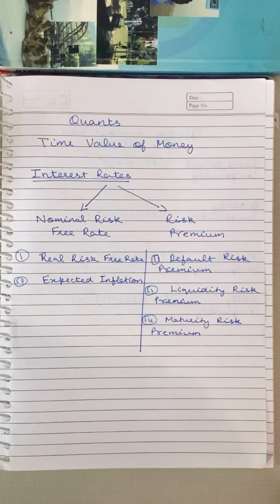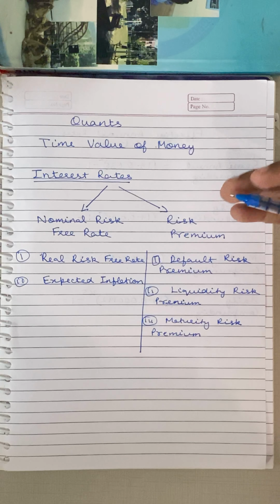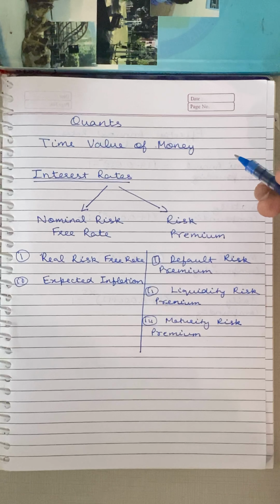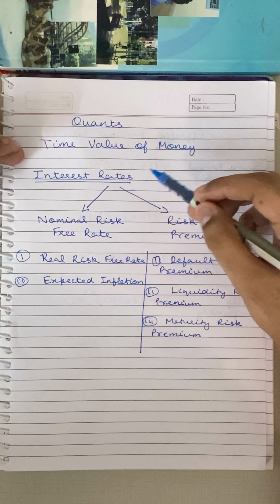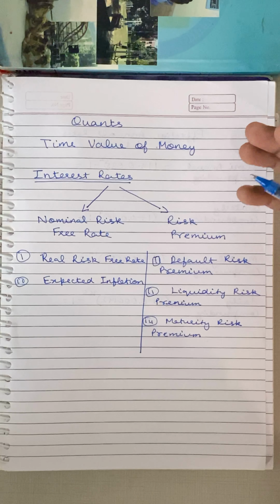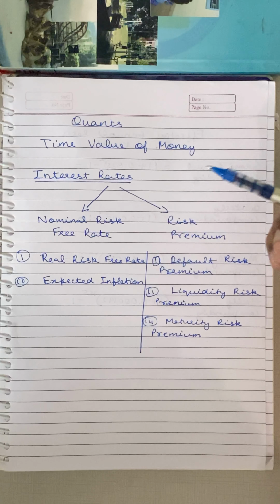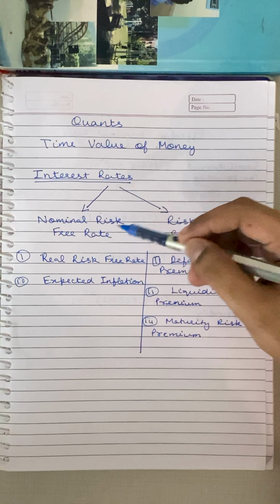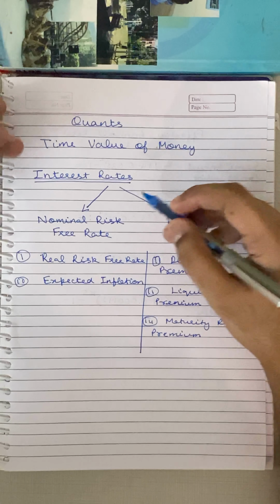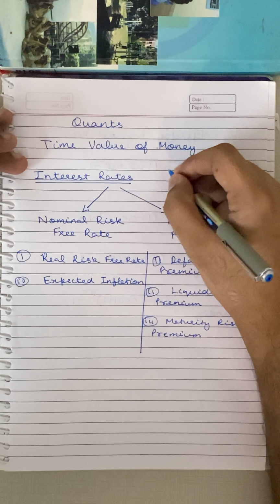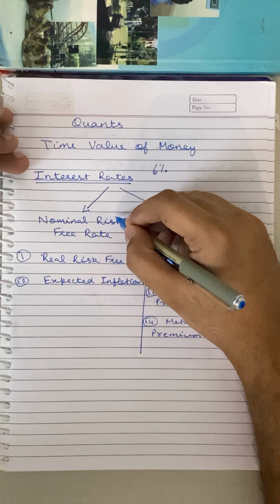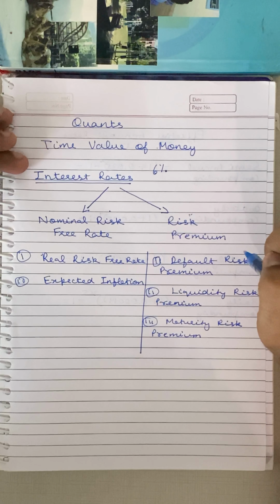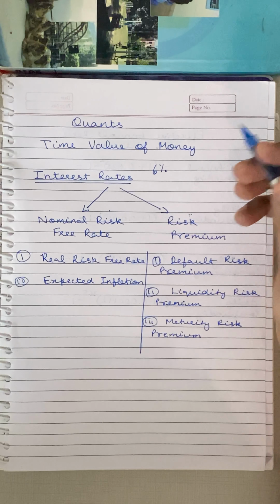Okay, so first of all, I would like to tell you about interest rates, how interest rates are determined, and what the effect of time value of money on interest rate is. So let's start. Interest rates are basically made up of two components: first is the nominal risk-free interest rate, and the second is the risk premium. These two components make the interest rate. For example, if our interest rate is 6%, 4% would be this part and 2% would be this part. I'm just taking an example, it could be the other way around as well.